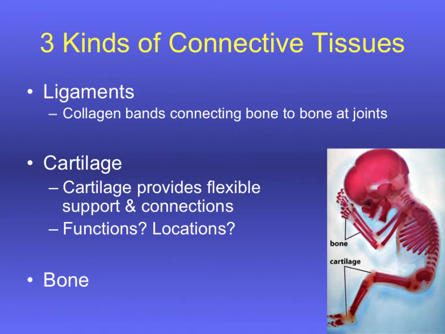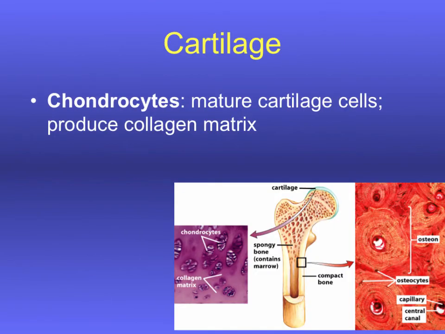The other type of connective tissue, of course, is bone itself. Don't forget that too is a connective tissue, so that one's also very important. All right, so looking at cartilage now. We've kind of seen this before. We're going to review a little bit.